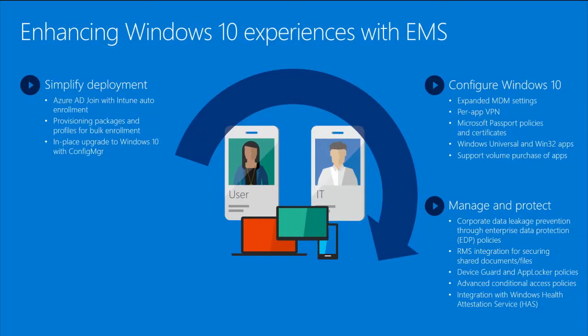For management and protection, there's a great new security feature of enterprise data protection to prevent data leakage on devices and manage applications directly from the platform, including new applications as well as your legacy Win32 applications. RMS integration adds another layer of file security as part of the EMS suite. Additionally, there's Device Guard and App Locker policies. Device Guard provides the tools whereby you can fully lock down a system to run only approved applications, and that works from the boot level up.